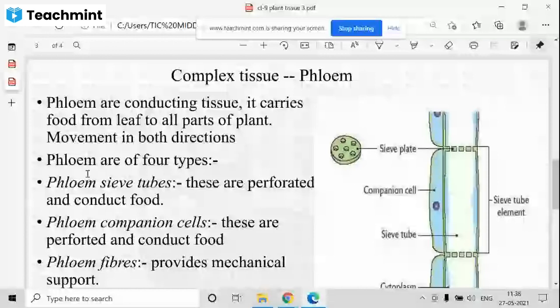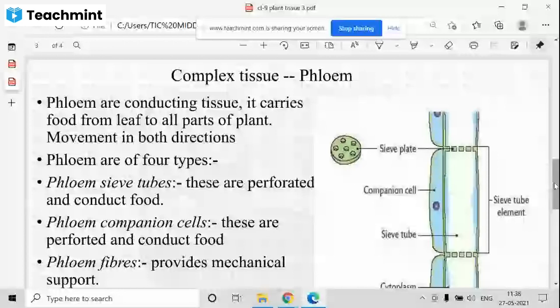Phloem is of four types. Got it? Phloem sieve tubes. These are perforated and conduct food. Sieve means hole. There is a perforation. You can see sieve plates. These are called the plates.